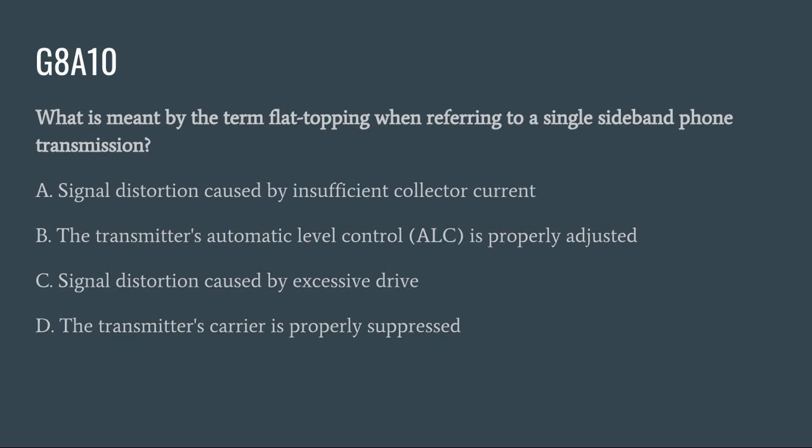G8A10, what is meant by the term flat topping when referring to a single sideband phone transmission? A. Signal distorted by insufficient collector current. B. The transmitter's automatic level control is properly adjusted. C. Signal distortion caused by excessive drive. Or D. The transmitter's carrier is properly suppressed. Correct answer here, C. Signal distortion caused by excessive drive.